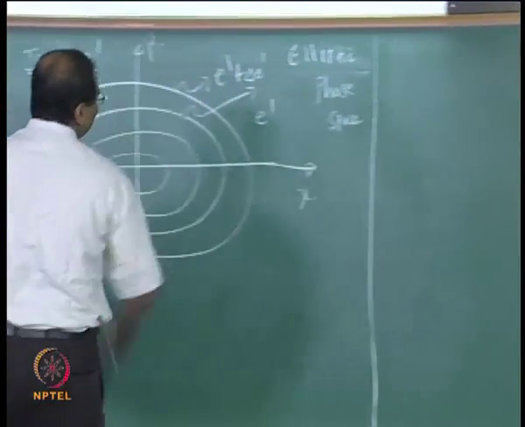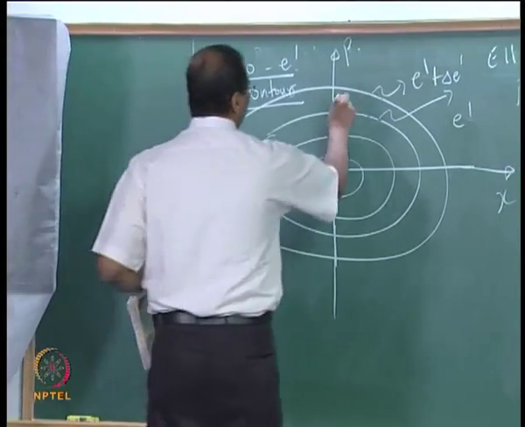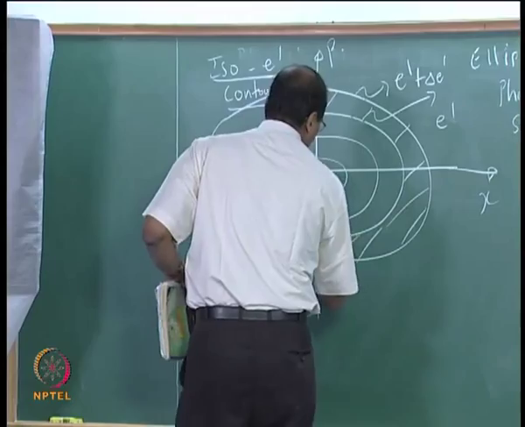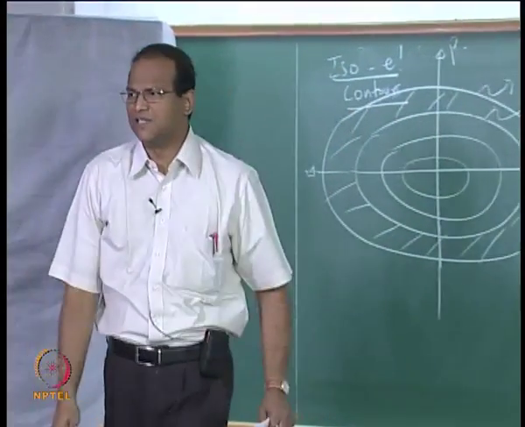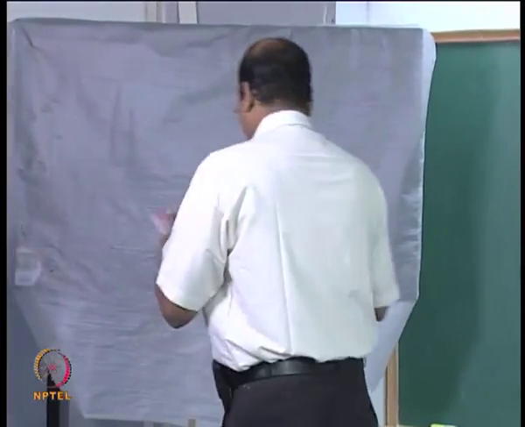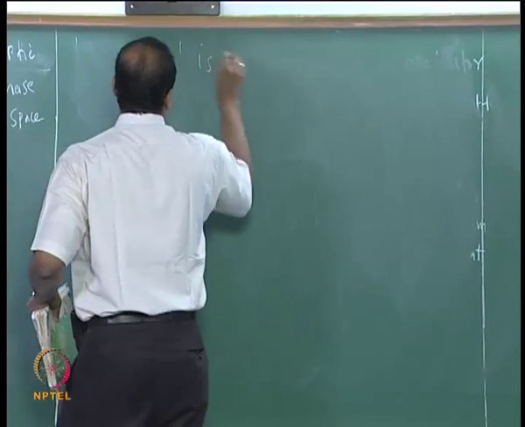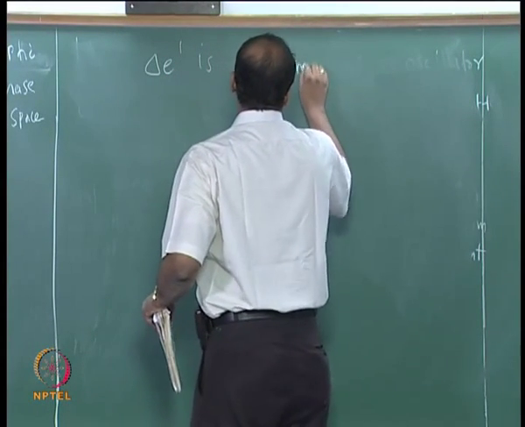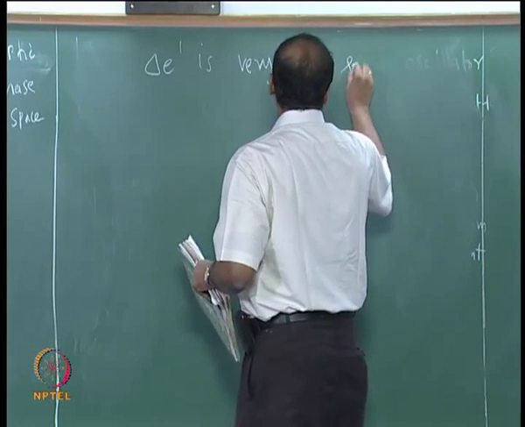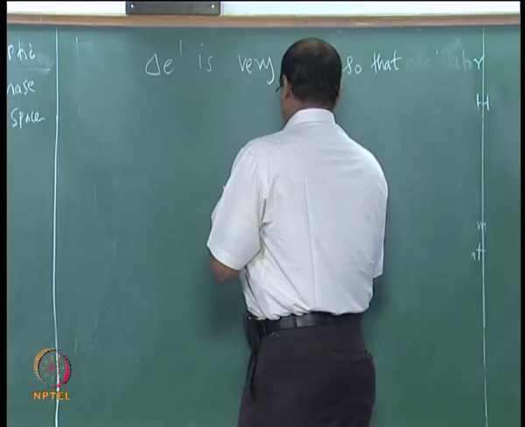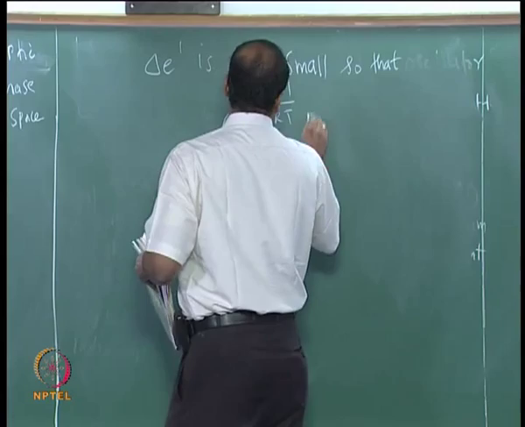Now consider two energy levels E dash and E dash plus delta E dash. Now we are focusing our attention on some band. The story is about this band. It could be any E dash and any E dash plus delta E dash. We can take one such delta E dash and now try to find out. Now let us say delta E dash is very small. Okay, so that e to the power of minus E dash by kT is a constant.